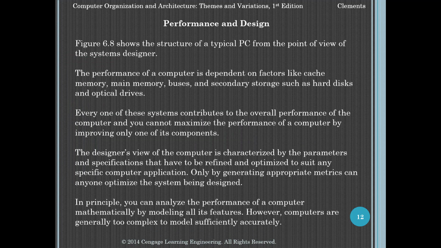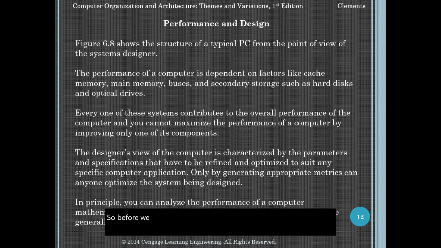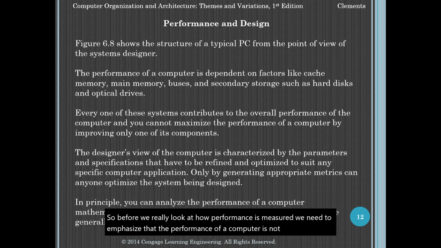Before we look at how performance is measured, we need to emphasize that the performance of a computer is not dependent only on its central processing unit, but on other components of the computer itself. We have to look at it as a holistic system. Although this statement is largely self-evident, we have to make it because so much of the glamour of computers has been focused on the CPU.